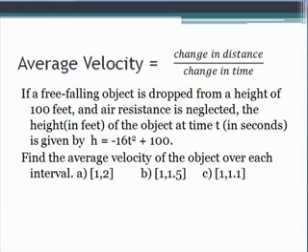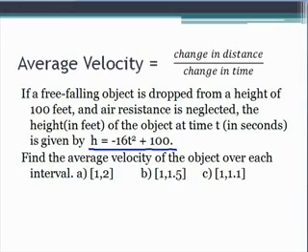So here we have another application, and we're looking at average velocity. Average velocity is the change in distance with respect to change in time. I have a formula here that we're going to use, and it gives us the equation. We've got a free falling object that was dropped from a height of 100 feet, and this is the height of the object in time. What we're looking for is the average velocity of the object over each interval.